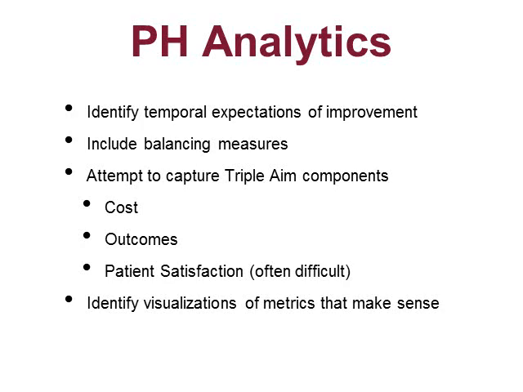You can always improve one measure if you don't care about other measures. We made some examples about this. You can always improve outcomes if cost is no object. But you need to include balancing measures so you ensure that you're not improving one area of providing care without damaging another area. You need to attempt to capture the triple aim components.